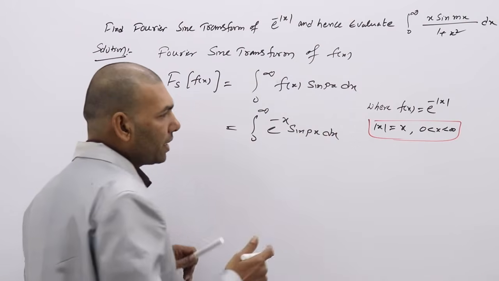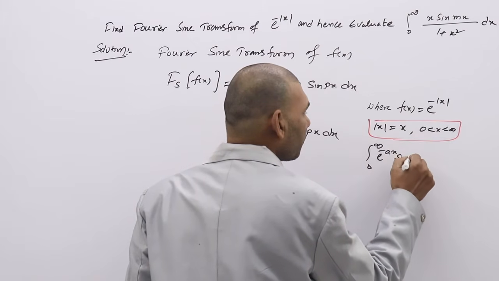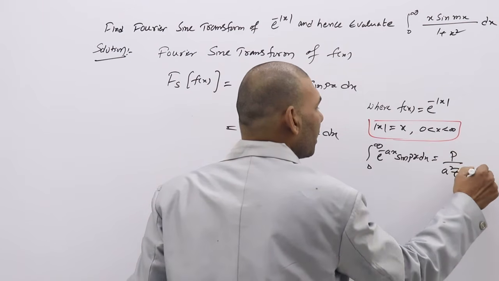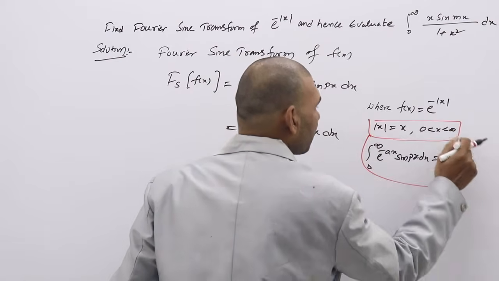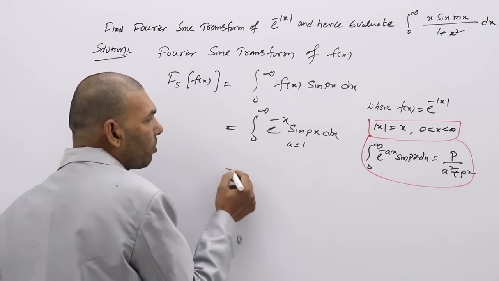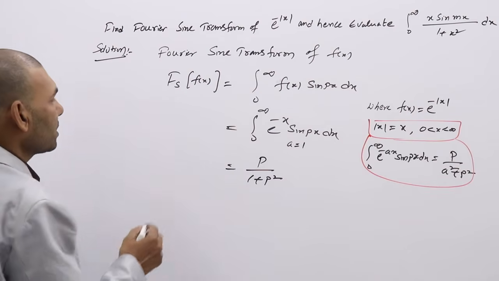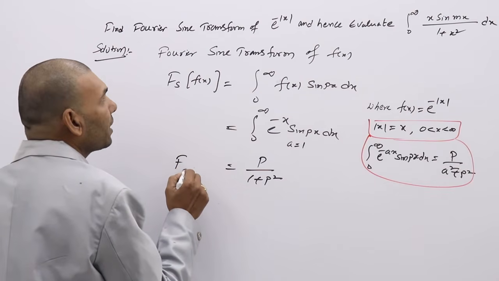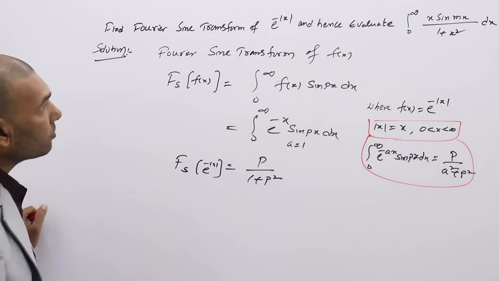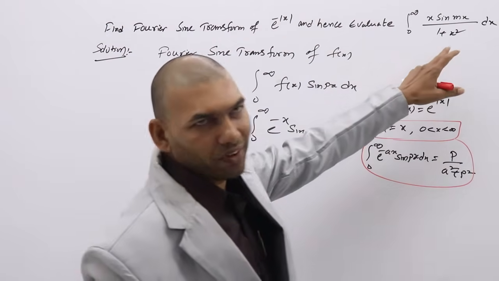We also know that integral 0 to infinity e power minus ax into sin px dx equals p by a square plus p square. This is the formula. The same one, but here a is 1. In that formula, write 1 in the place of a: p by 1 plus p square. This is the Fourier sine transform of e power minus mod x.